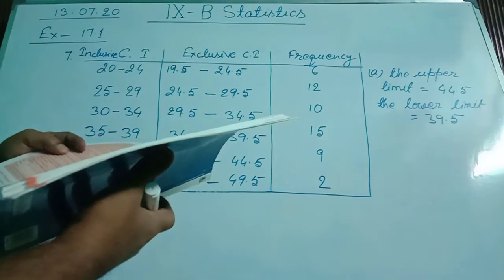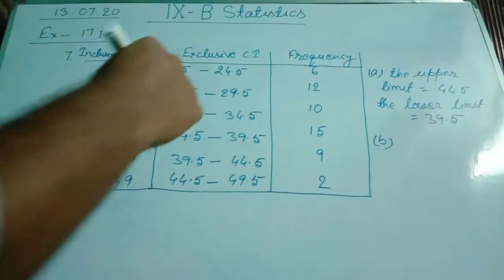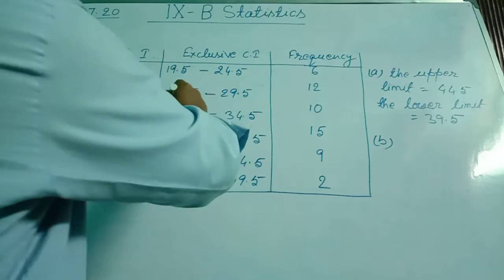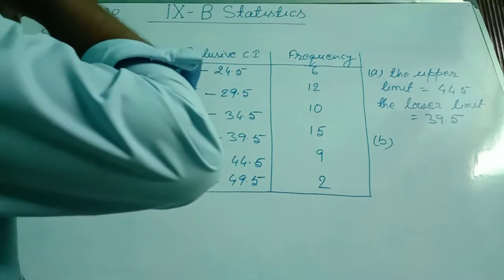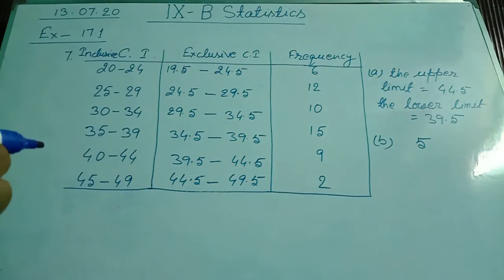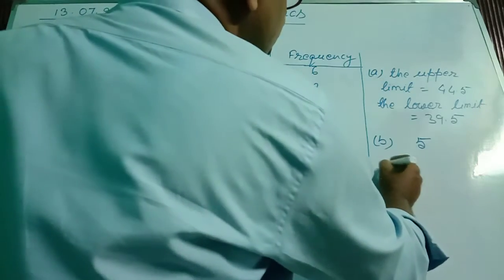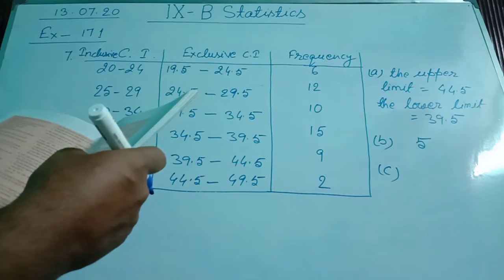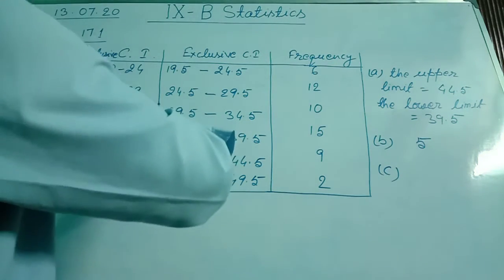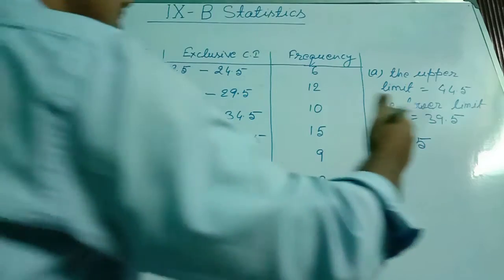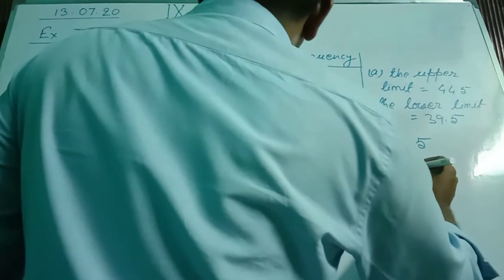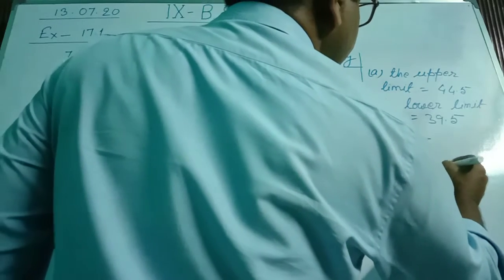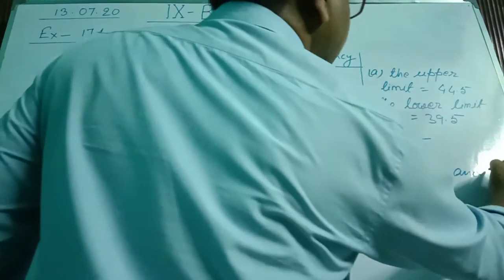Second question is the size of the second class. Size, that is the width. Size of the second class 24.5 to 29.5 is 5. To get the size we subtract the lower limit from the upper limit. Question number C, that is the class boundaries of the 4th class. This is the 4th class. Class boundaries, that is 34.5 and 39.5.